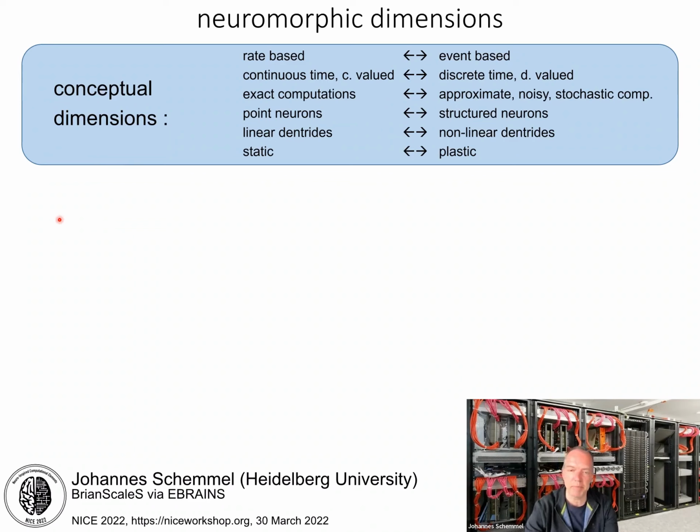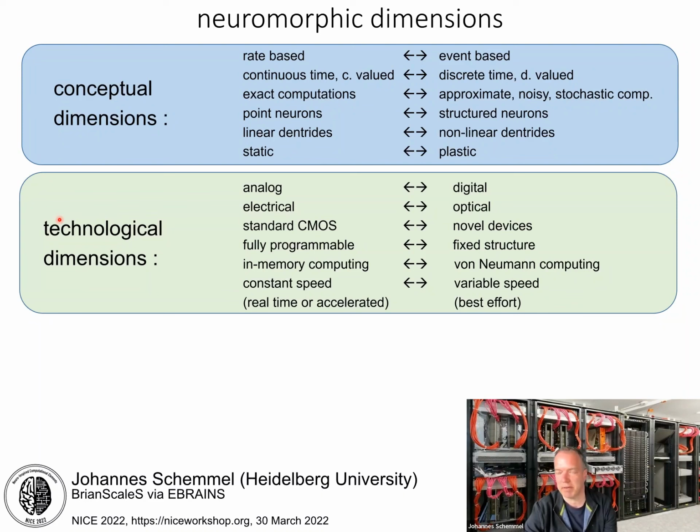But we do not do this only in simulation. We want to implement these systems. So we have also technological dimensions. And this has even a higher variety. We have analog or digital. This is maybe the main difference also in EBRAINS, between SpiNNaker and BrainScaleS. But we also have, for example, analog electrical or optical implementation. We will hear about optical implementations of neural networks later in the conference. Then we can have standard CMOS, like in the BrainScaleS case, or novel devices.